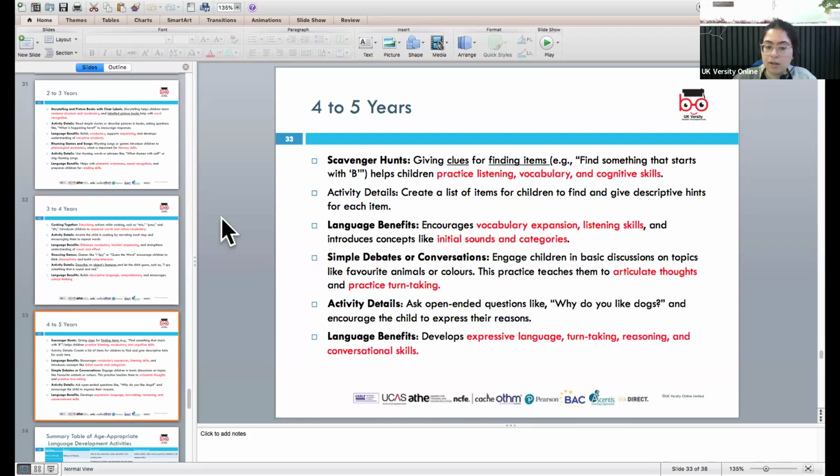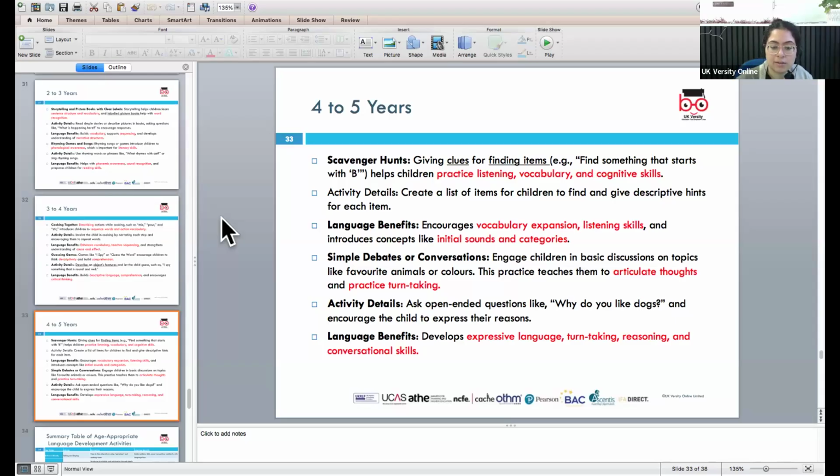Scavenger hunting for 4 to 5 years would be giving them clues for finding items, for example, find something that starts with B. This would help children practice listening, vocabulary, and cognitive skills. The activity details would be to create a list of items for children to find and give descriptive hints for each item. This encourages vocabulary expansion, listening skills, and also introduces concepts like initial sounds and categories.